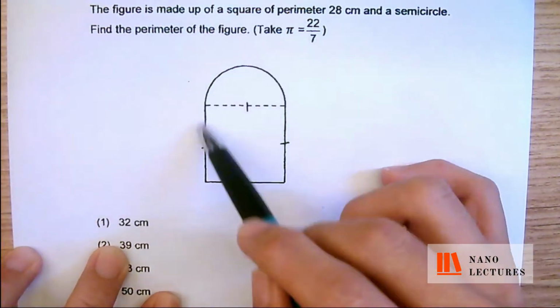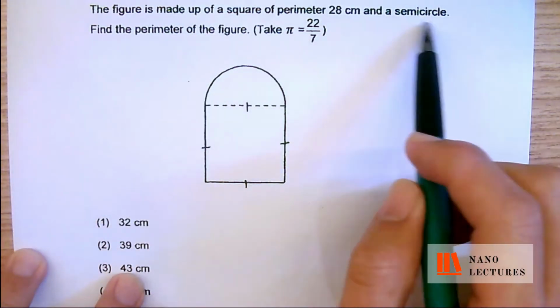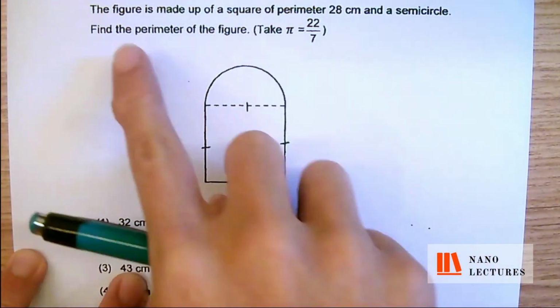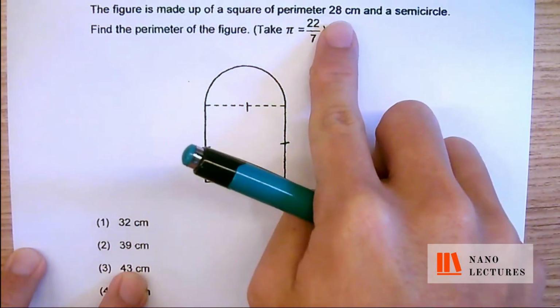The figure is made up of a square of perimeter 28 and a semicircle. Find the perimeter of the figure. Okay, so they said the figure is made up of a square of perimeter 28.